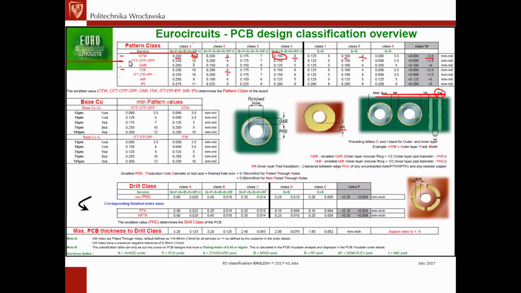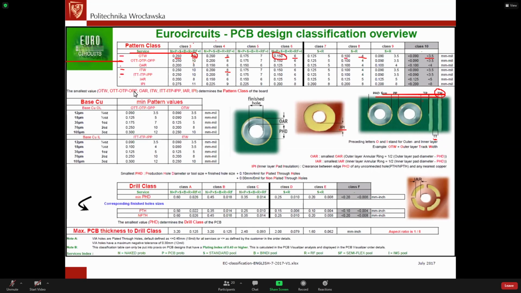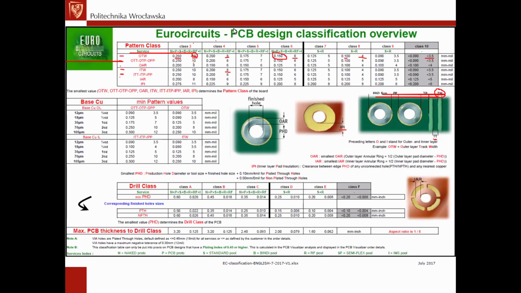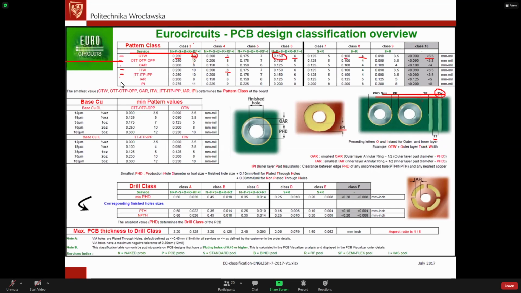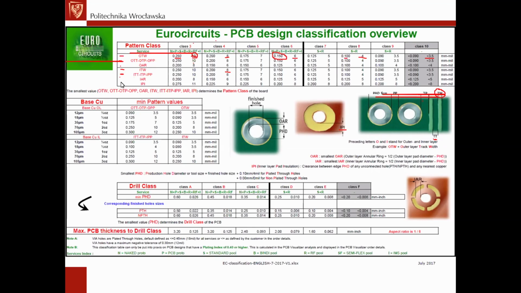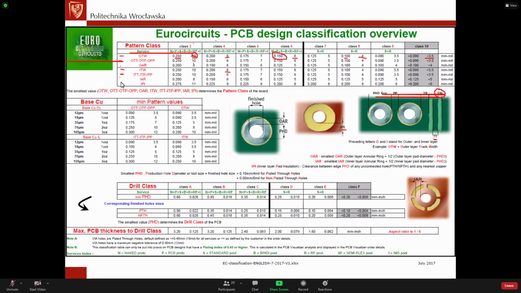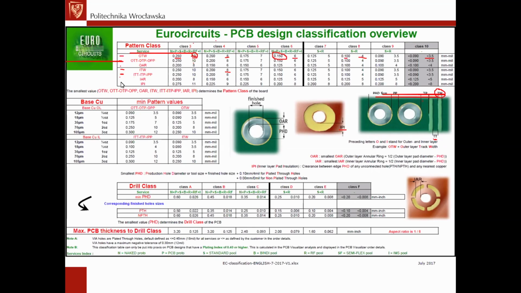That's for the outer layer, and the same is true for the inner layer. So the ITT, ITP, and IPP that you can expect are also the same as the ITW, the inner layer width. Here for this manufacturer, the inner and outer values of TW, TT, TP, and PP are the same. But it's not a rule.